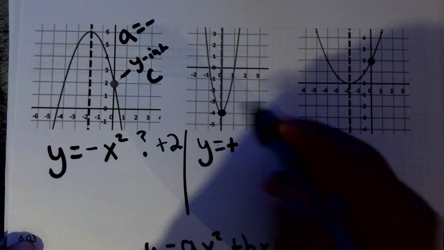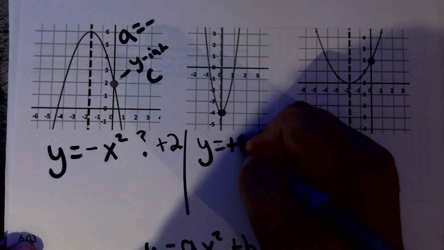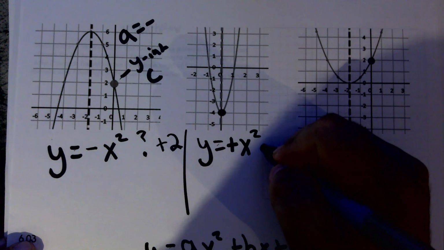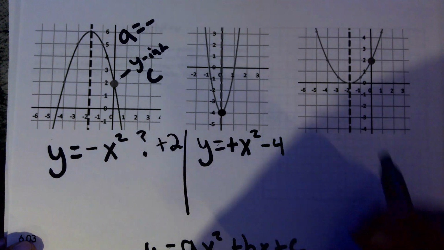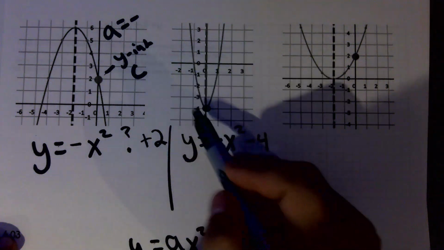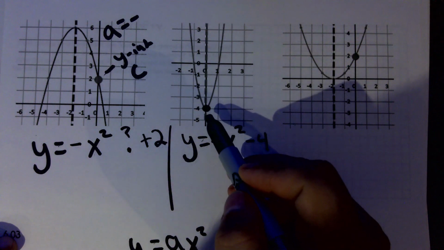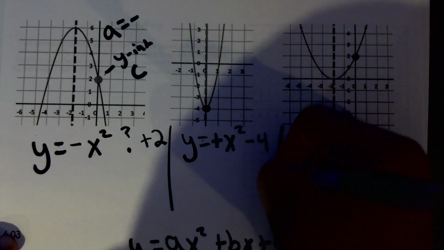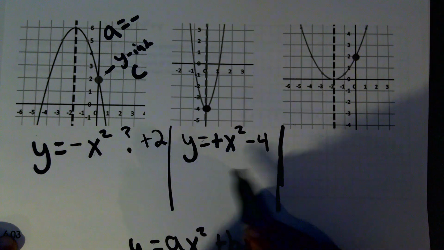We have our minimum right here, and this is a positive x squared. We know that there's no b, but we know that it's minus 4 down. We went 4 down. So that's probably what it's going to look like. It might depend on how steep this is. This looks a little bit steeper, but let's not get into that. This is the general form of what your standard form is going to look like.